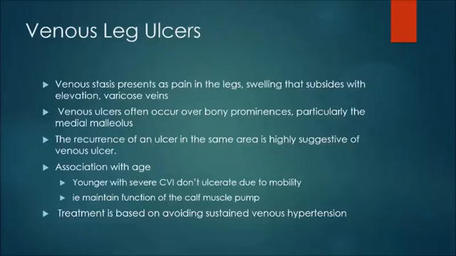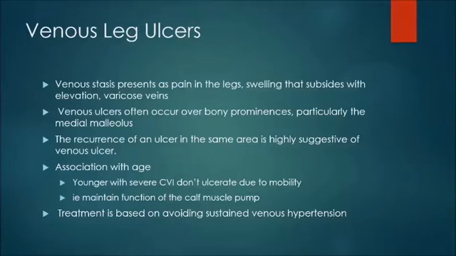So venous leg ulcers, venous stasis presents as pain in the legs, swelling that subsides with elevation, and varicose veins. Venous ulcers often occur over bony prominences, particularly the medial malleolus. The recurrence of an ulcer in the same area is highly suggestive of a venous ulcer. It's associated with age; younger patients with severe CVI don't ulcerate due to mobility, so you want to maintain the function of the calf muscle pump.